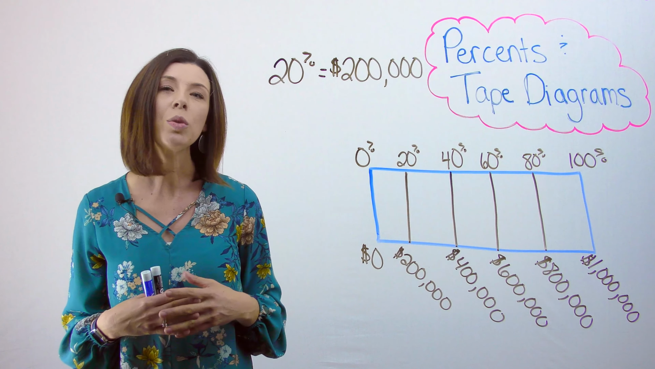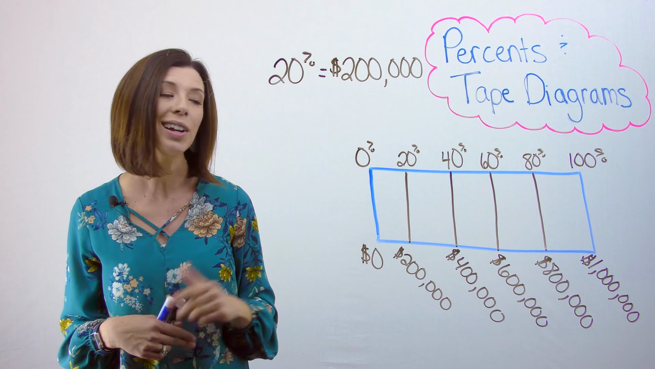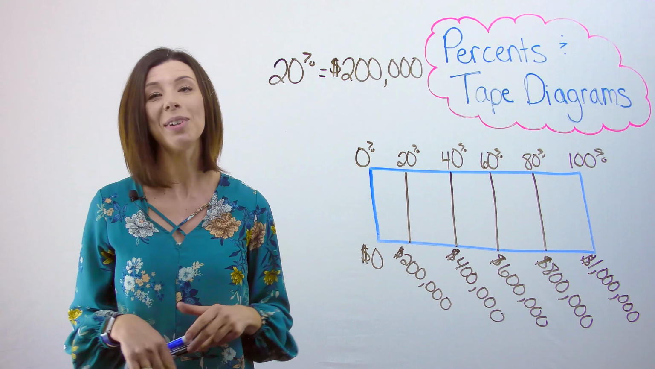So to answer my question, what did he value the whole company if he offered 20% for $200,000? He valued it at $1 million.